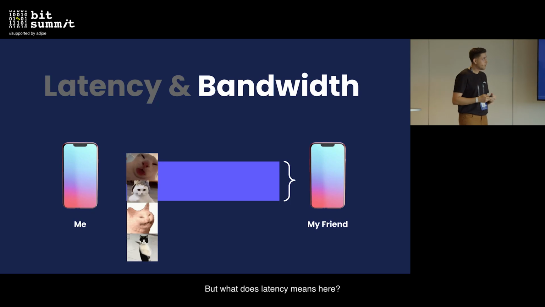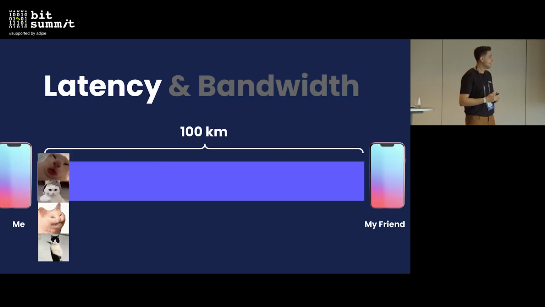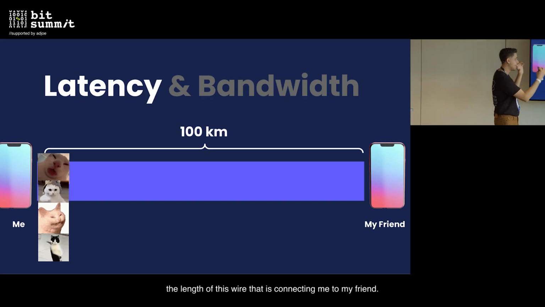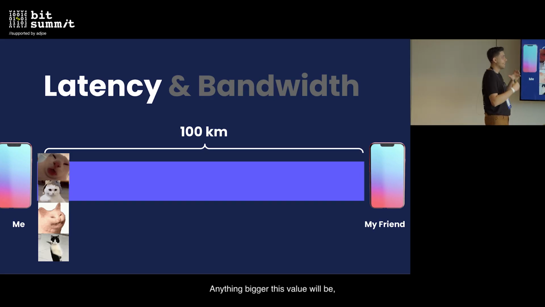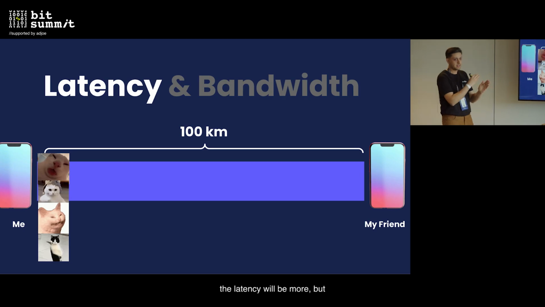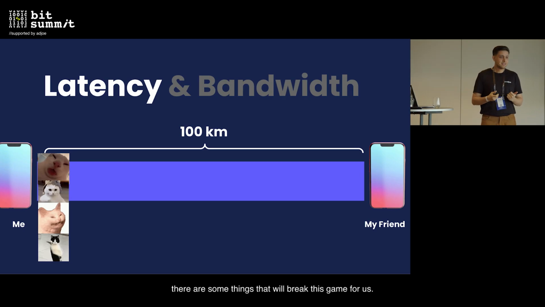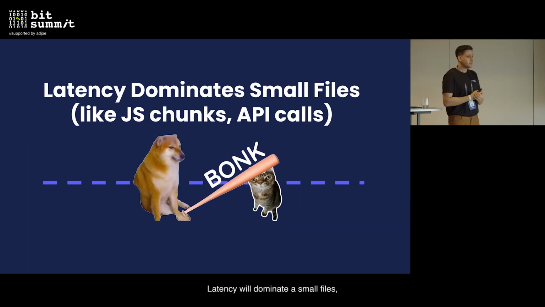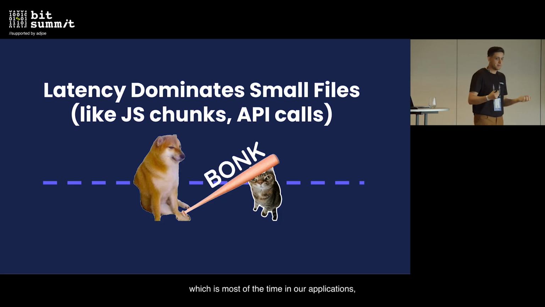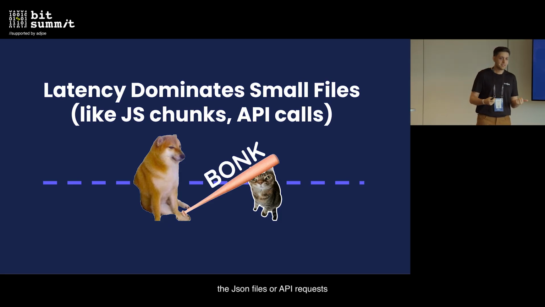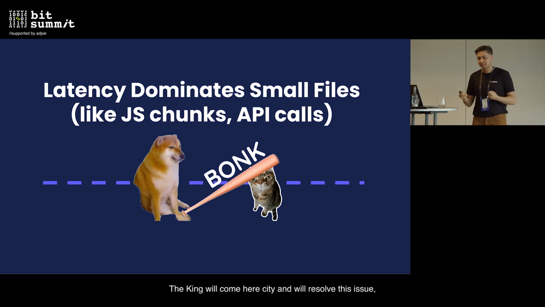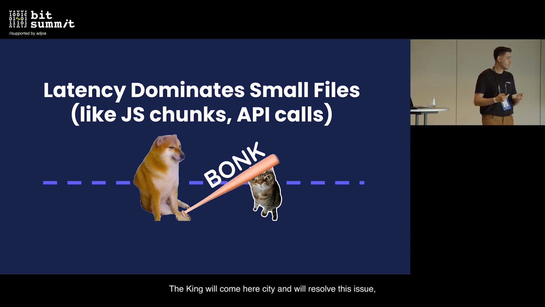But what does latency mean here? Latency is talking about the length of this wire that is connecting me to my friend. The bigger this value is, the more the latency will be. But there are some things that will break this game for us. Latency will dominate small files, which is most of the time in our applications, the JS files or API requests. And how do we normally try to resolve these issues? The king will come here. CDN will resolve this issue.